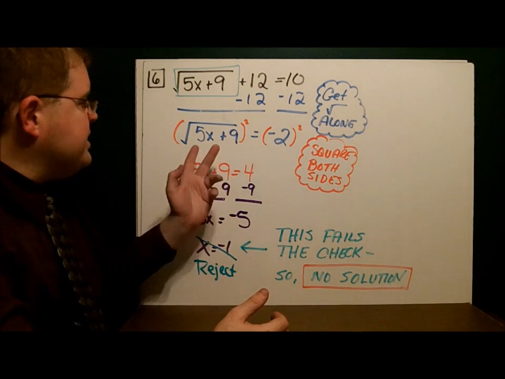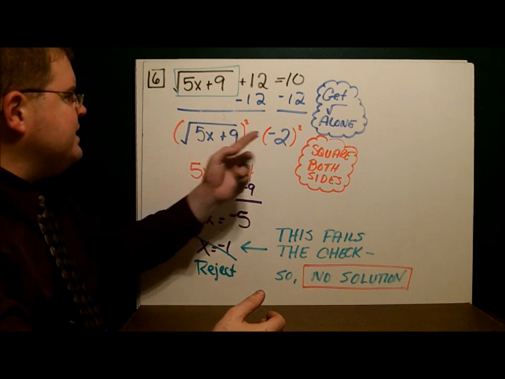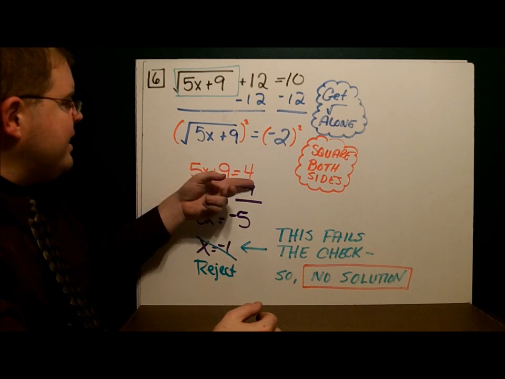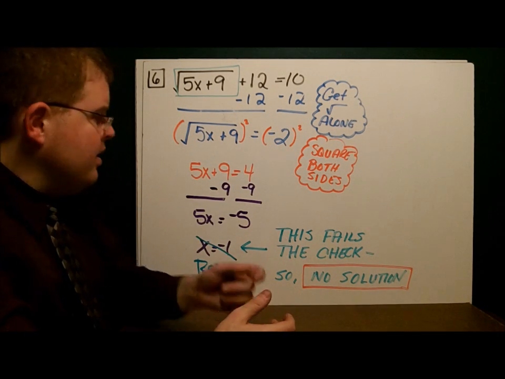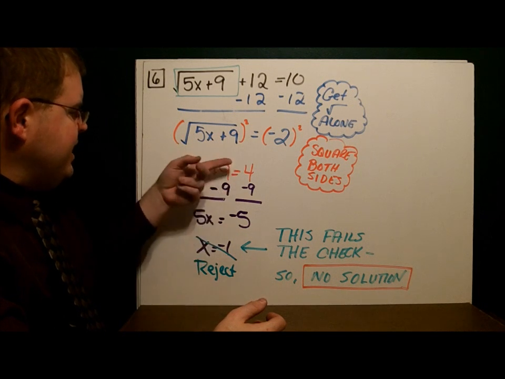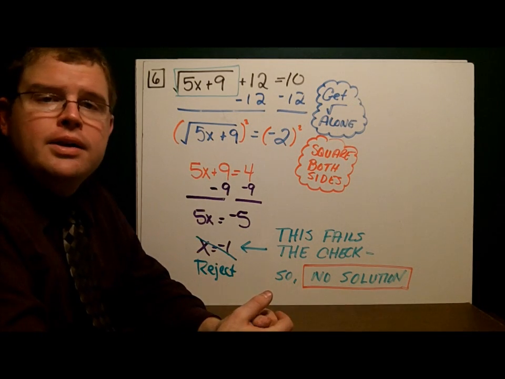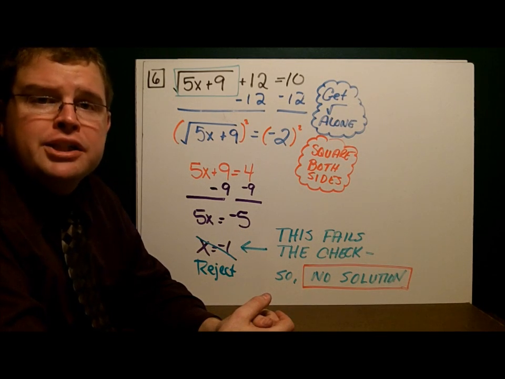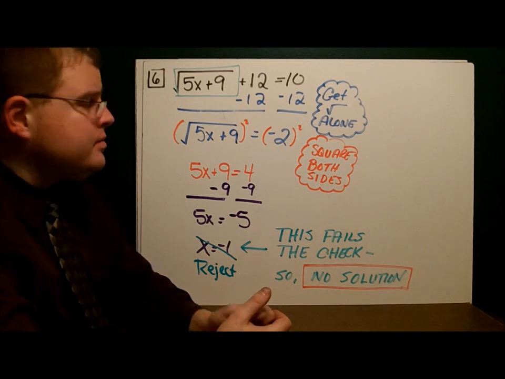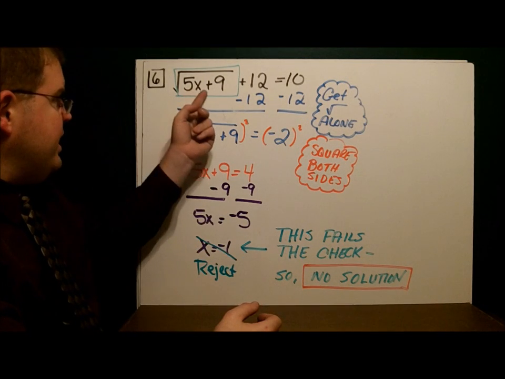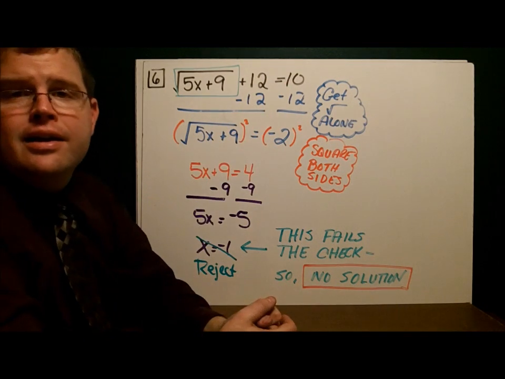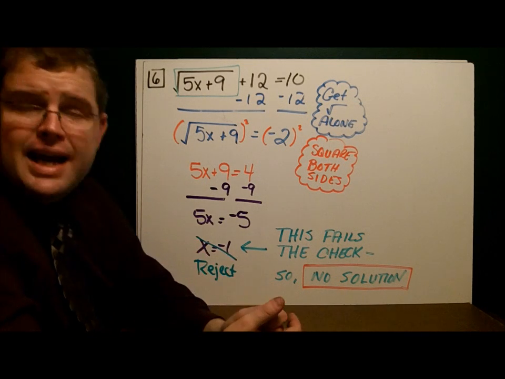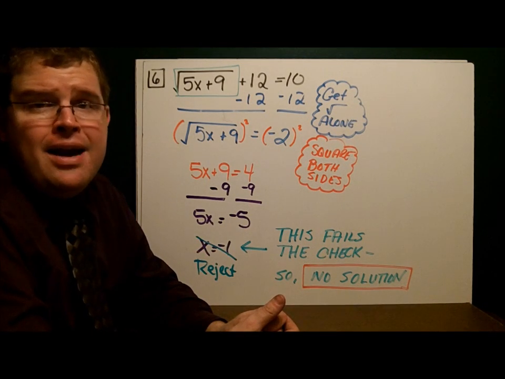Now that the square root is alone, I can square both sides, and the square root is now gone. I have 5x plus 9 equals 4. Now I just solve this simple equation, and I end up with x equals -1. Remember, x equals -1 is a possible solution. You must complete a check to make sure it's not a bad one. I plug that -1 into the original equation, and lo and behold, it doesn't work. Therefore, I'm going to have to reject x equals -1, and I have no solution.